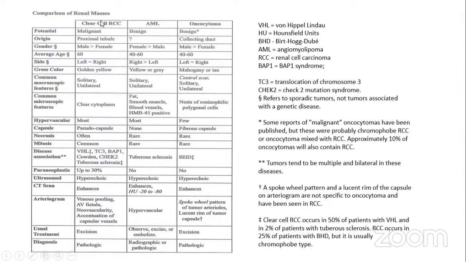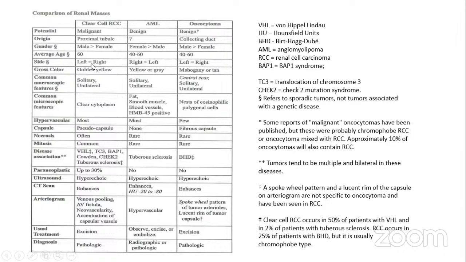This is another comparison between clear cell, angiomyolipoma, and oncocytoma. The clear cell is malignant, angiomyolipoma is benign, and oncocytoma is benign. Origin of the clear cell: proximal tubule. Angiomyolipoma is fatty, and oncocytoma is collecting duct. The gender in clear cell is male more than female, angiomyolipoma female more than male, and oncocytoma male more than female. Average age is 60 for clear cell, 40 to 60 for angiomyolipoma, and 40 to 60 for oncocytoma.